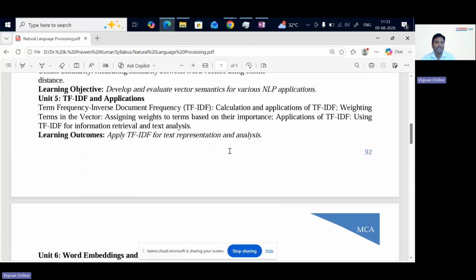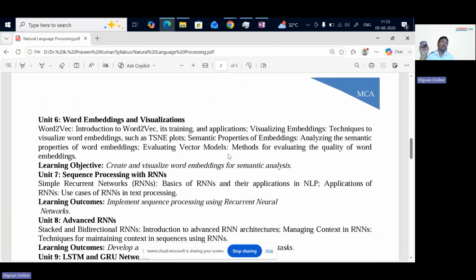Then TF-IDF is one of the methods to represent words in numerical format, which we have discussed. Further we have discussed word embeddings and visualizations. We have seen how word2vec converts text into a vector, and how these vectors are shown, so that similar contextual vectors are close. These kinds of things we have seen.